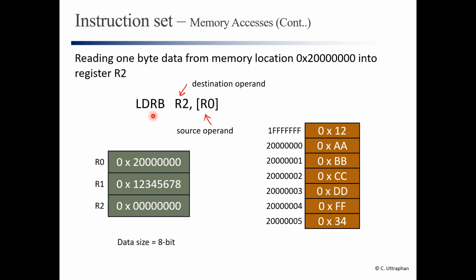And, as for load byte, we will move the byte value from the address hex 20 million into R2 like this.